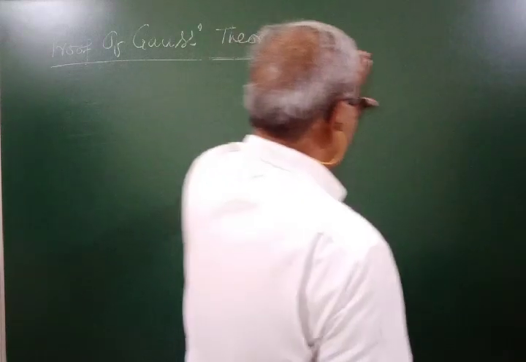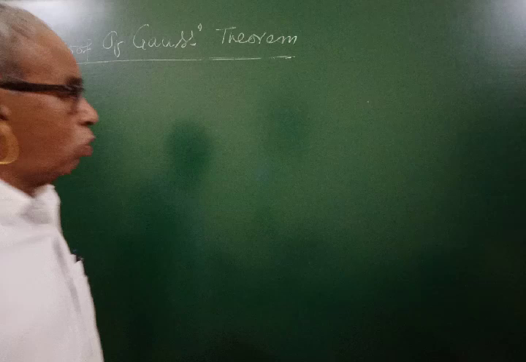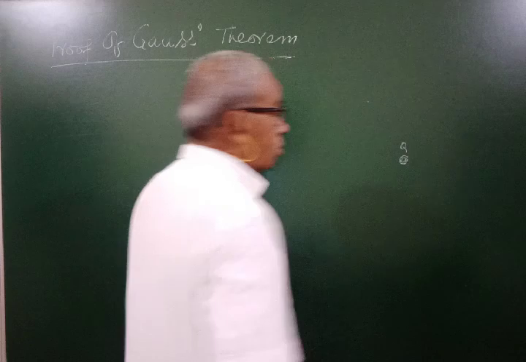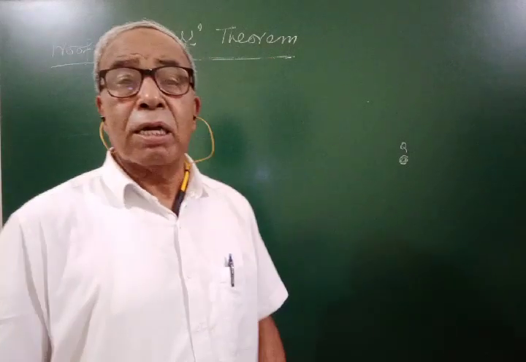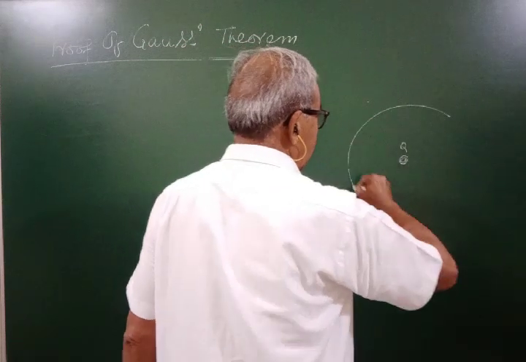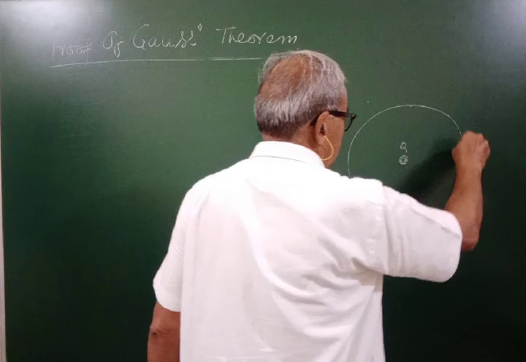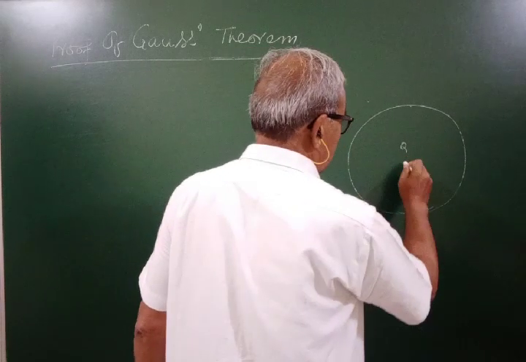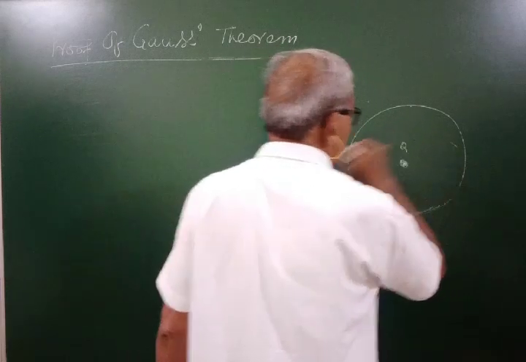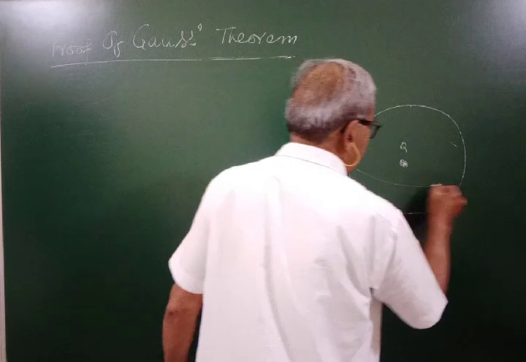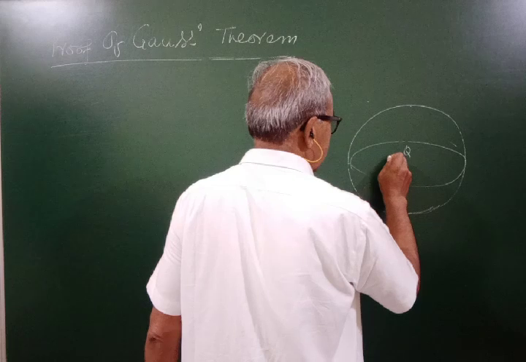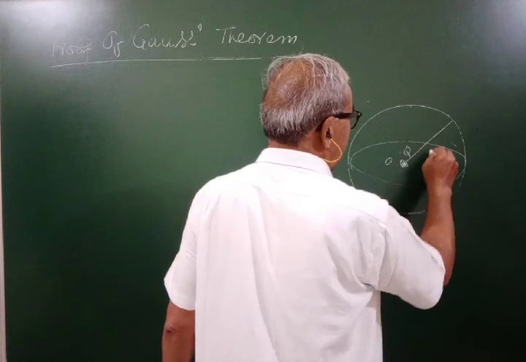So to prove Gauss theorem, I will take a simple proof. Suppose it is a point charge Q here. To apply Gauss theorem, we need a closed Gaussian surface. Suppose we take a sphere, where the charge Q lies at the center. This is a sphere here, not a circle. It is a sphere like this, no? So this charge Q is placed at center O. Let the radius be R.